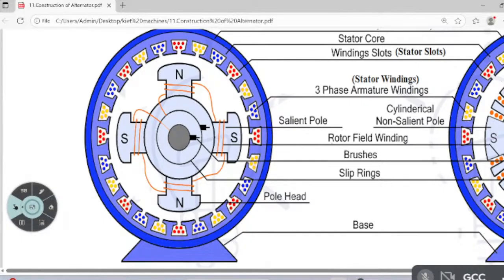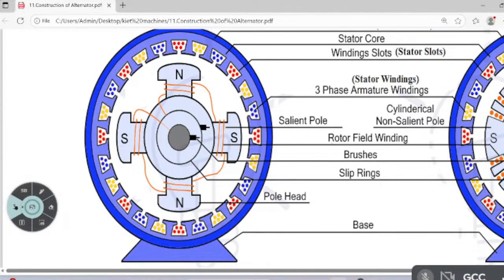Whenever the conductors rotate, they cut the magnetic field. Here, whenever the field rotates, the field is cut by the conductors, so an EMF is induced in these conductors. R, Y, B, red, yellow, blue: three phases, electrically separated by 120 degrees. So that is three-phase, and the output will be three-phase.